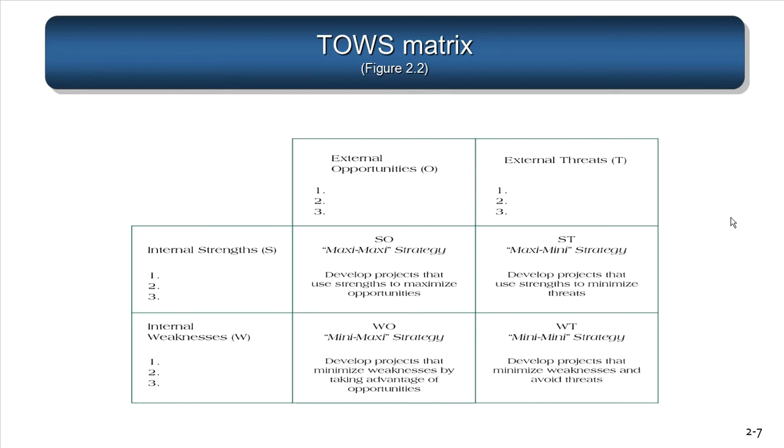Okay, and then you can think about how you are going to maximize or minimize. Basically, let's take the maxi strategy: develop projects that use strengths to maximize opportunities. So this is a strategy that uses an internal strength to try and achieve an external opportunity. On the other hand, if you've got a threat and a weakness, you may commission a project that minimizes weaknesses and avoids threats. This is simply a way of thinking about strategy.